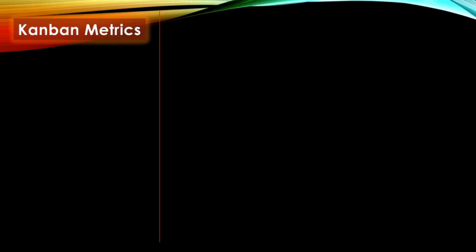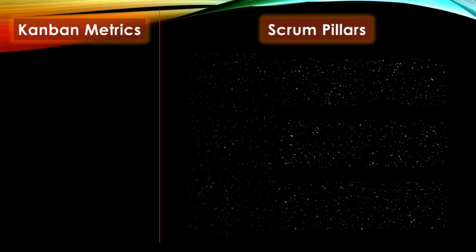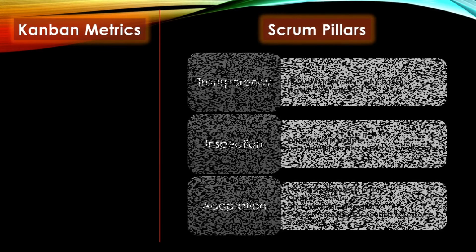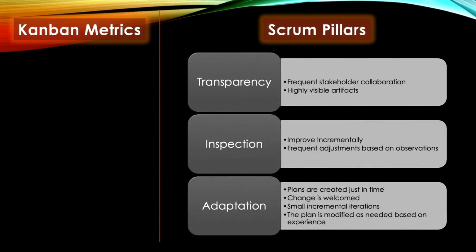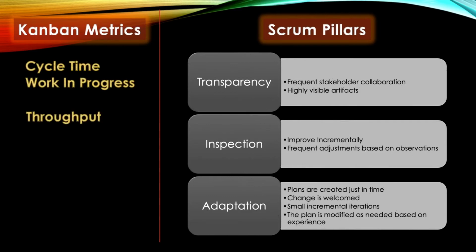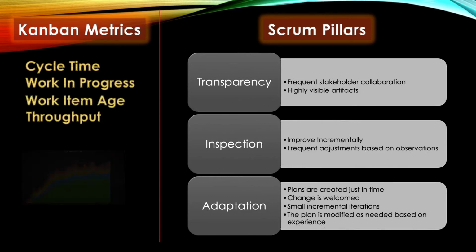Kanban metrics work together to strengthen a Scrum team's empirical approach. For example, inspection and adaptation at the sprint retrospective can be enhanced by visualizing average cycle time, work in progress, and throughput using a cumulative flow diagram.